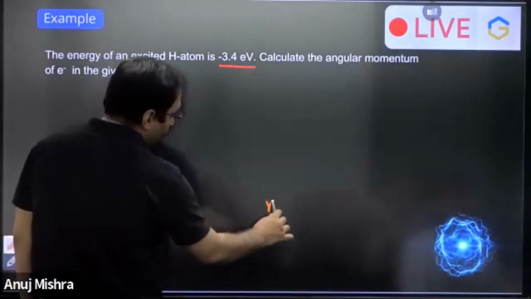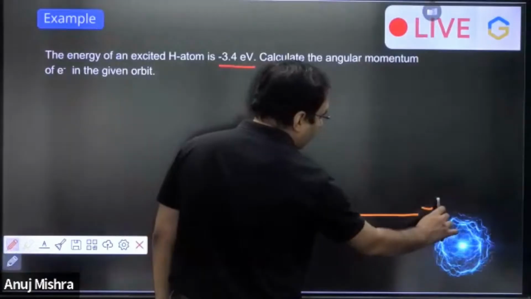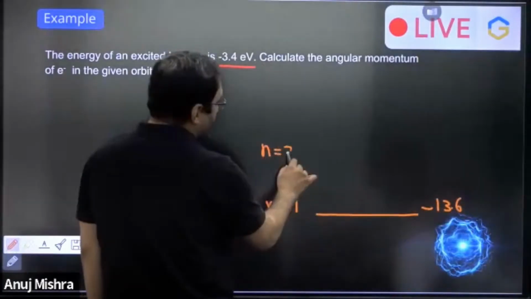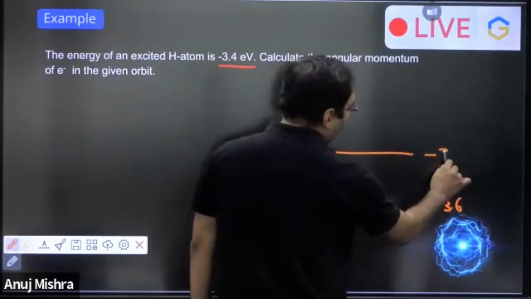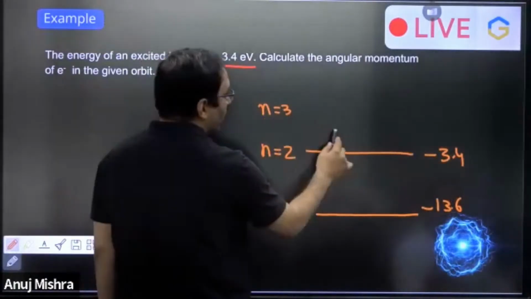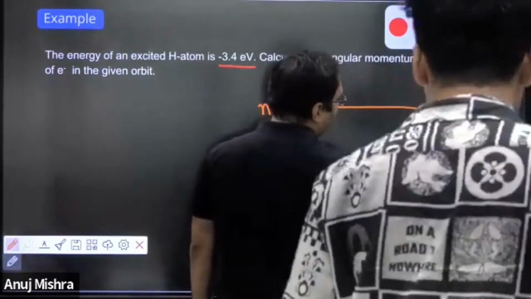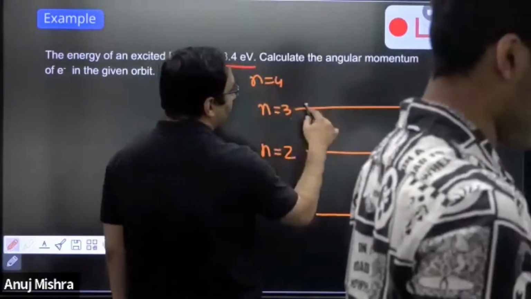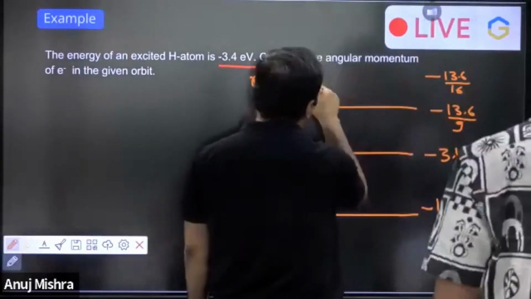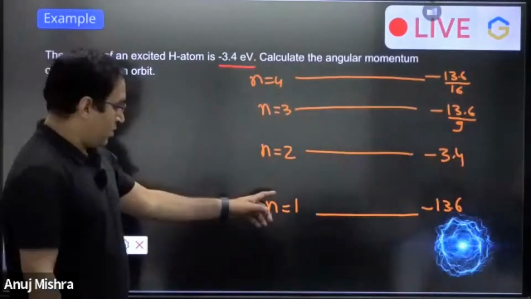Yeah, if you start for n equals 1, what is the value of energy? It is minus 13.6. N equals 2, what is the value? Minus 3.4. N equals 3, what is the value? Minus 13.6 divided by 9. N equals 4, what is the value? Minus 13.6 divided by 16. Please solve कर लो ये सारी values. ये आपको आनी चाहिए. Note कर लीजिए.